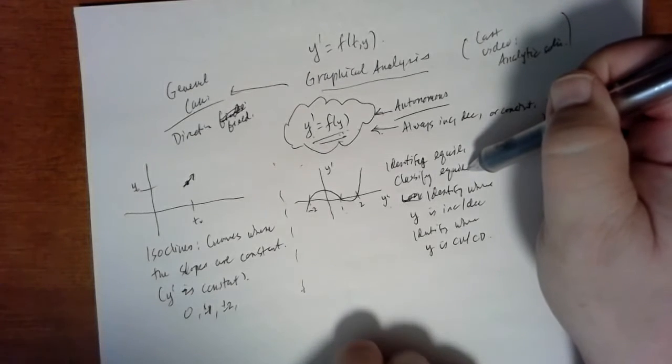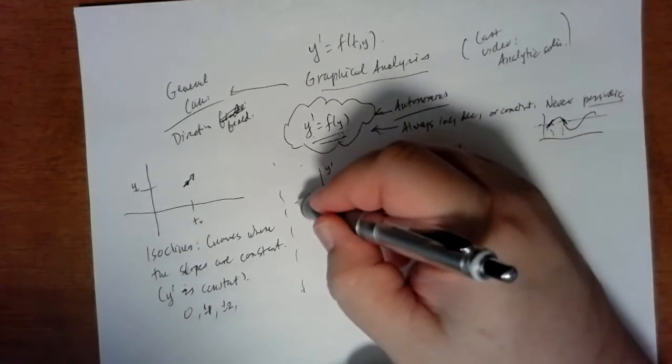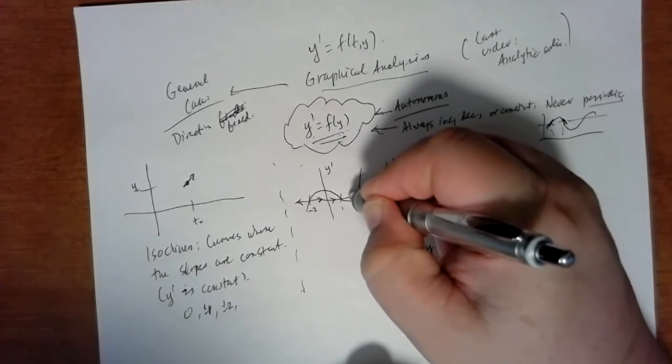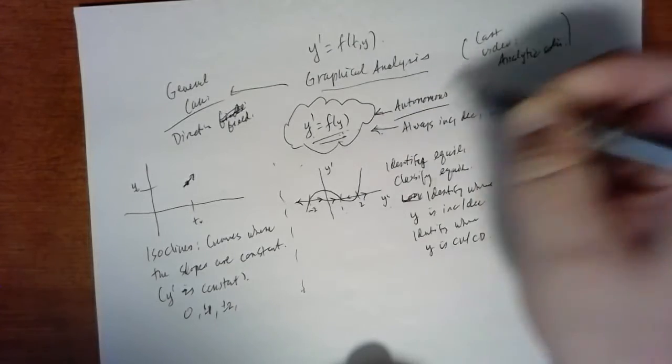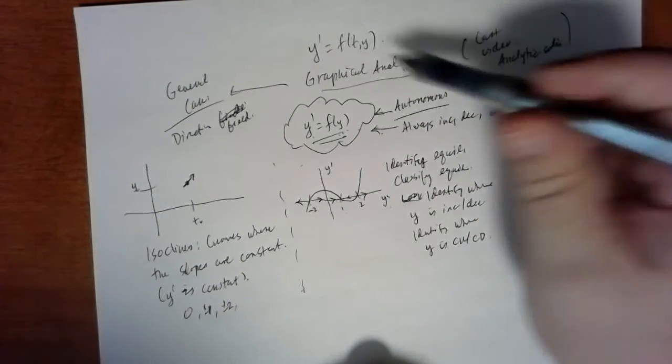Good. Classify equilibria. How would we do that? Well, on this picture, remember that we can draw little arrows, and I would recommend doing that because it helps immediately identify which ones are stable and which ones are unstable.